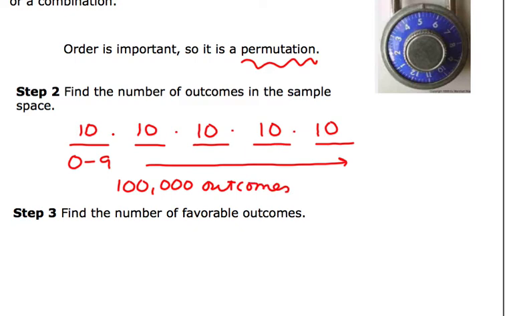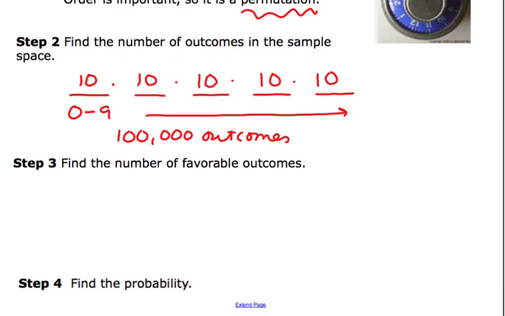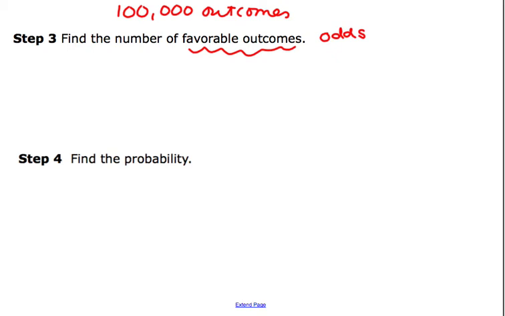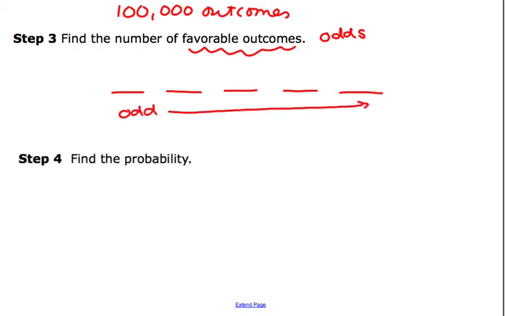Now we want to know what the favorable outcomes are. Remember how we wanted all of the digits to be odd? So again we have a 5-number combination, and we want just odds throughout. So now we've eliminated half of the numbers, which brings us down to 5 choices for each of these. So now we multiply 5 times 5 times 5 times 5 times 5, and we get 3,125 favorable outcomes.